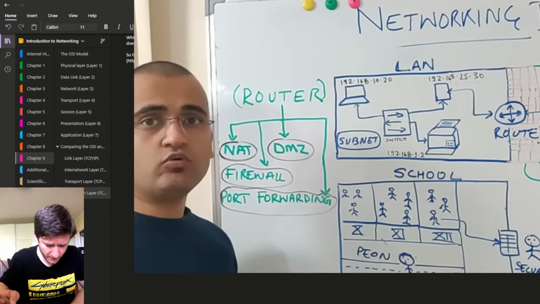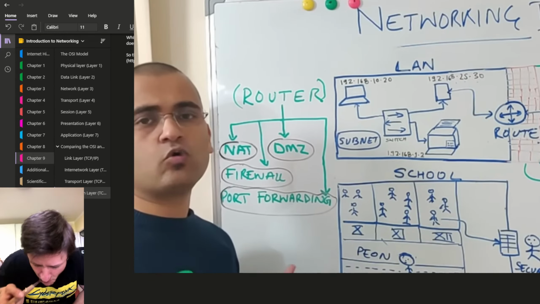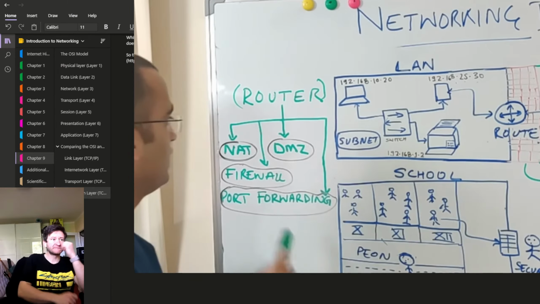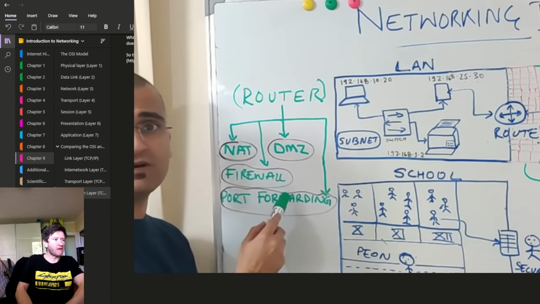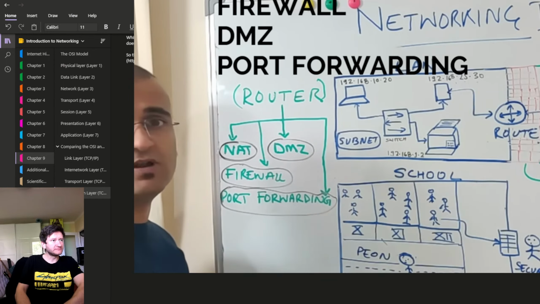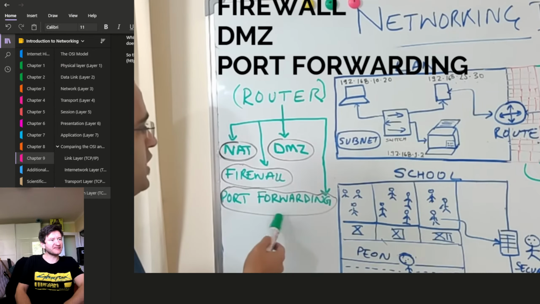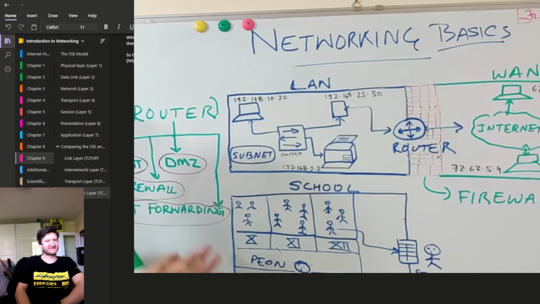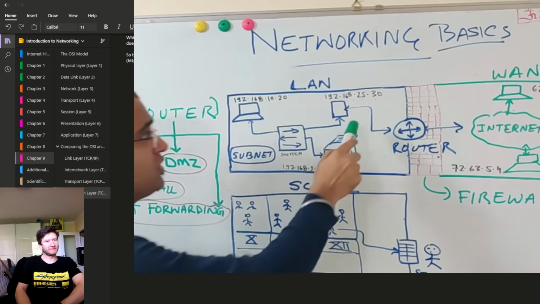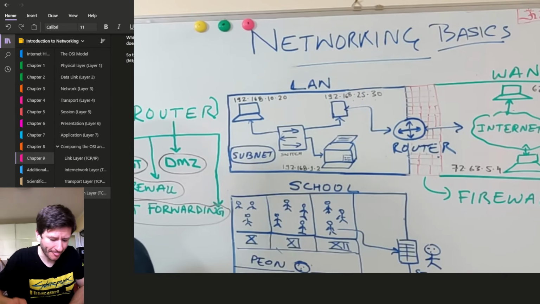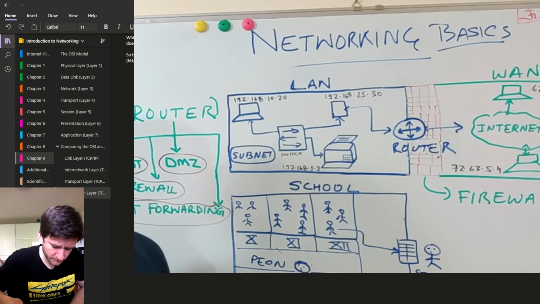So let's start. A router has basically 4 core functionalities which it has to deliver as a gateway device. First is NAT, which is network address translation. Second is DMZ, which is demilitarized zone. Third is firewall, and fourth is port forwarding. These are all interrelated. We'll understand how. So we now know that the router is the gateway through which a local area device can talk to a device outside the network. But what is network address translation?